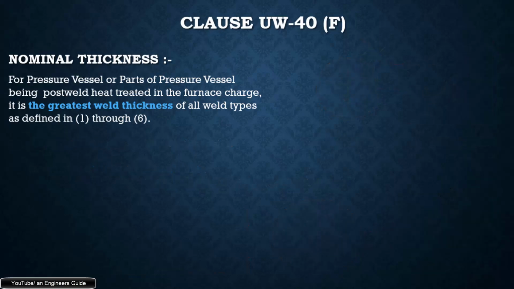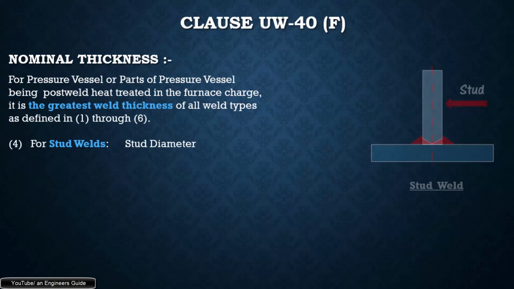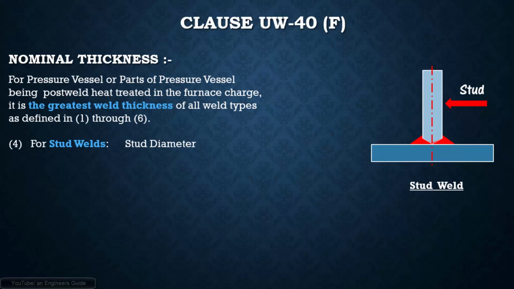Now let's move towards point number 4. For stud welds, nominal thickness will be the stud diameter. This is actually easy to understand, but still I'd like to show you one diagrammatic representation. Here in the figure you can see there is a stud welded to the plate. This is nothing but the stud weld.